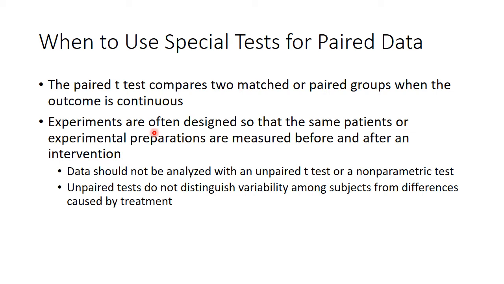And it's not going to be appropriate to use non-parametric tests. Non-parametric tests deal with data that is not considered to be normally distributed, or a Gaussian distribution. Unpaired t-tests are not really distinguishing variability among subjects. They assume all the subjects are independent of one another, versus paired t-tests, which can help us distinguish, if we do see differences, whether it is due to differences with the patients themselves, or due to the actual treatment that we're interested in.